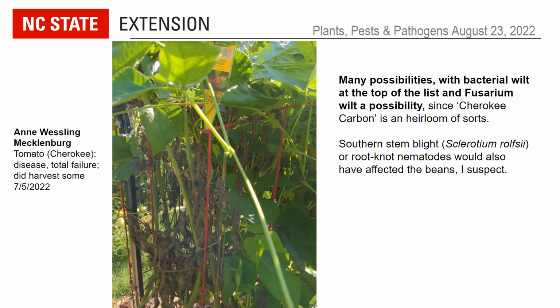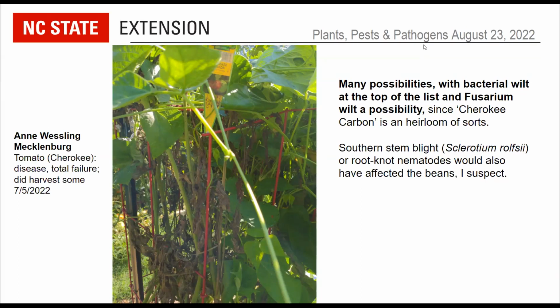The definition of an heirloom has to include not only that it has been around for a long time, 50 years, but that it's got to be open pollinated. And Cherokee Carbon is a hybrid between, I think, Cherokee Purple and one called Carbon. So likely it doesn't have resistance to, in fact, yes, I looked it up. It lists resistance to disorders, but no disease resistance was listed. And so fusarium wilt is another possibility here.